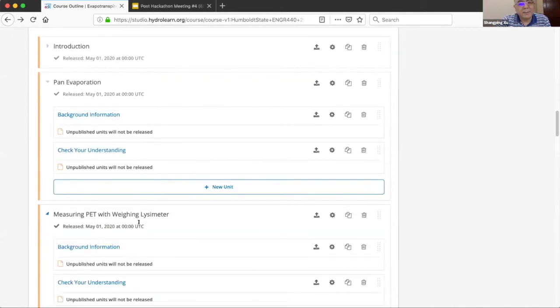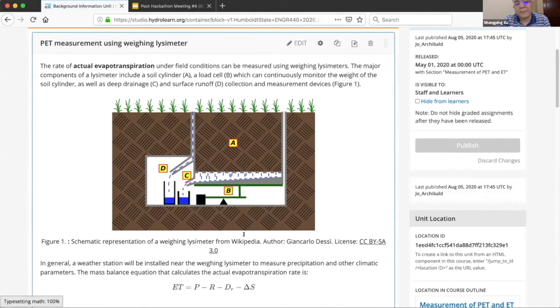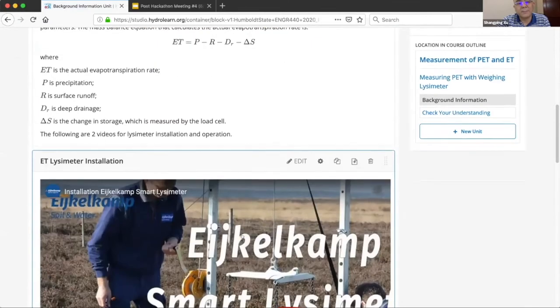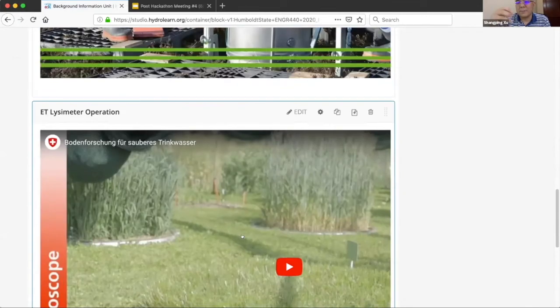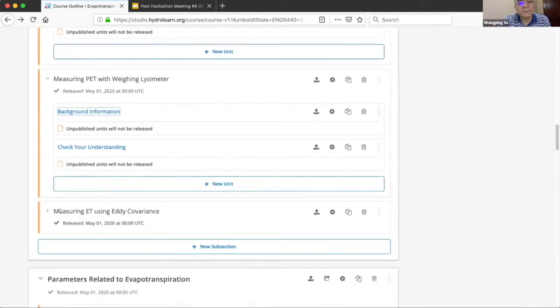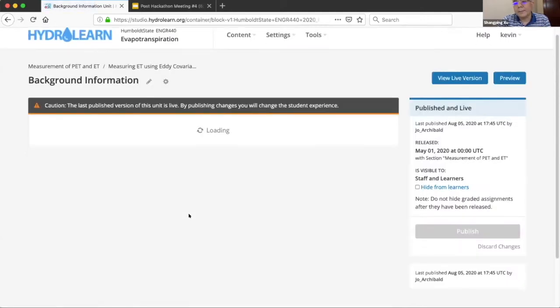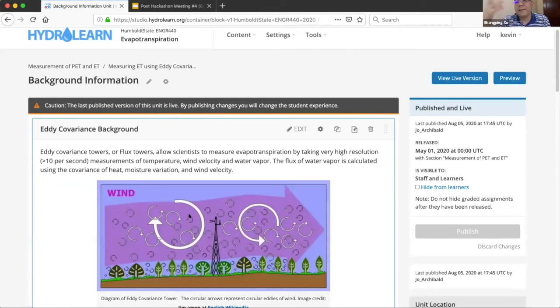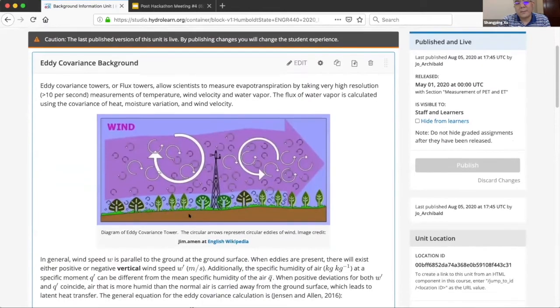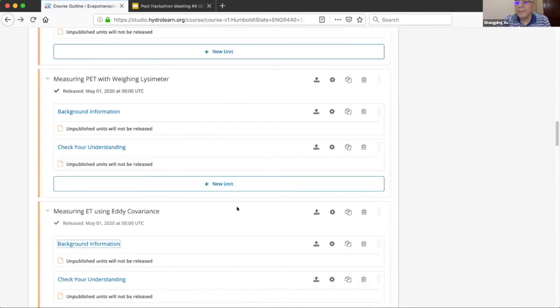We talk about the lysimeter method. We have some videos, and here's some illustration of how you do the calculation. It's very simple. And then there are some videos that really show how these lysimeters work to measure evapotranspiration. We have some practice calculations for the students to do. We have the eddy covariance, as Joe just showed, with the data sets, and here's the basic theory for that.